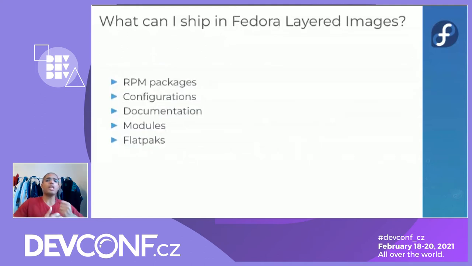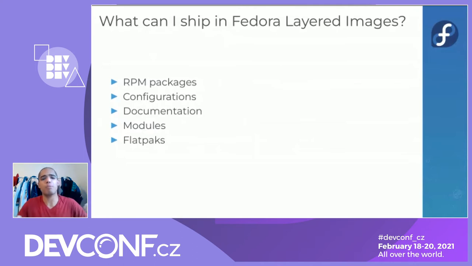So, what can you ship in Fedora layered images? You can ship RPM packages, you can ship configurations, you can ship documentation, you can ship modules from modularity, and you can also ship Flatpaks. No, the Fedora registry is not a shortcut for people who don't want to package RPMs. You have to package your RPMs, then install them in the images and ship them. It's just another way to ship Fedora content, right?